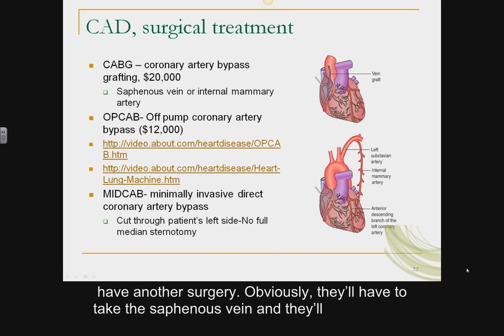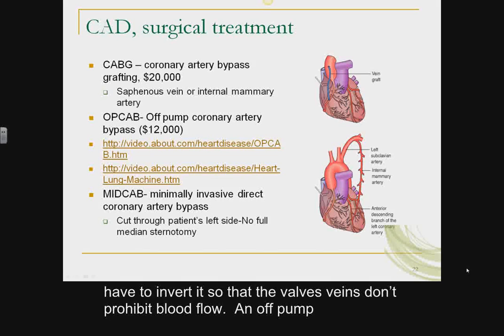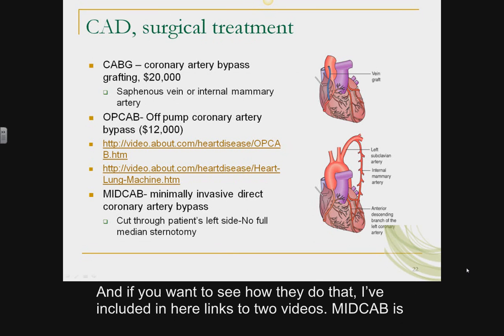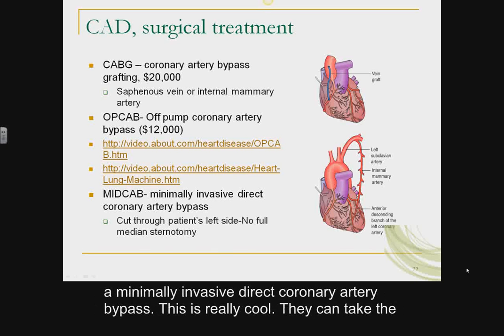They'll have to also take the saphenous vein and invert it so that the valve veins don't prohibit blood flow. And again, this is a very expensive procedure because the person has to be on a heart-lung pump. Now, an off-pump coronary artery bypass is basically the same thing, but they don't slow the heart down and they don't put the person on a heart-lung bypass machine.